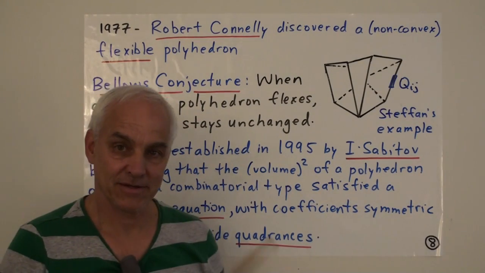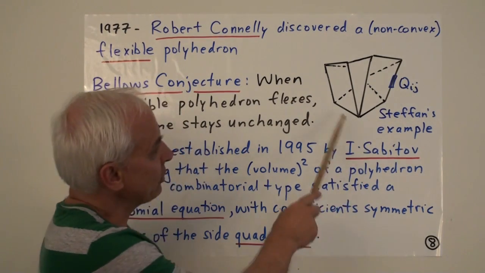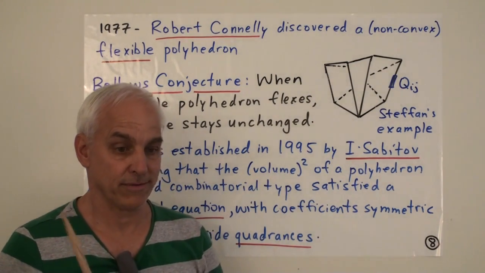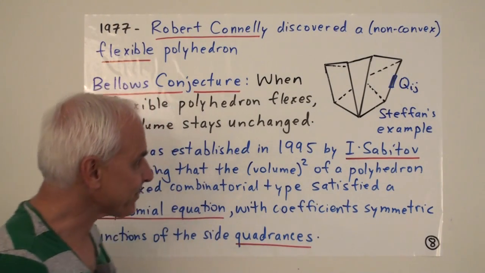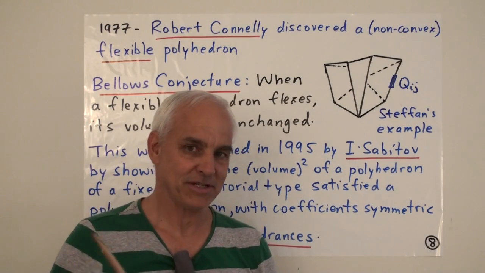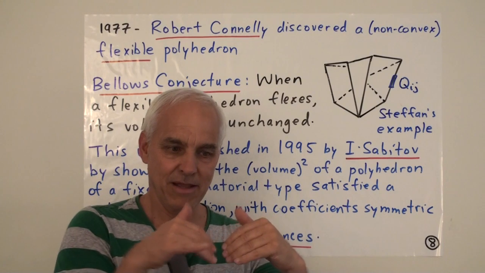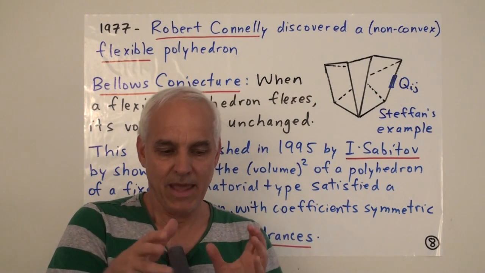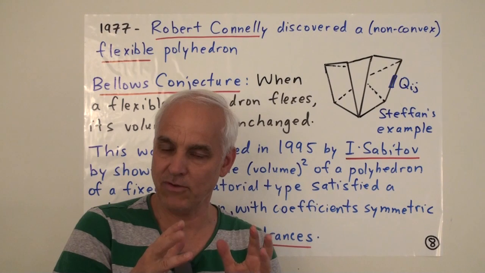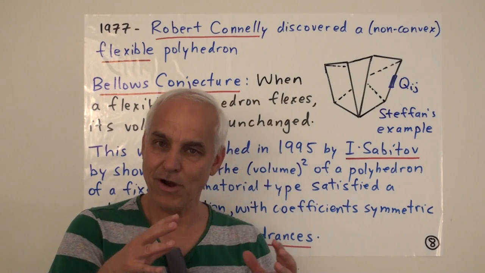And shortly after his discovery, other people started investigating, came up with simpler examples. So there's an example of Steffen. It looks something like this. It has not too many sides, and you can actually make this out of cardboard and flex it and see that it actually works. So people did that. They made these things out of cardboard, and they sat there flexing these things, and they noticed something interesting, that when you flexed one of these things, some parts kind of moved in, but at the same time other parts moved out. And as you did this flexing, it appeared as if the volumes of these polyhedra were remaining roughly the same. It wasn't the case that they were getting smaller or larger.